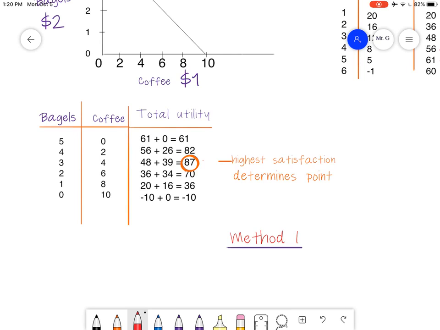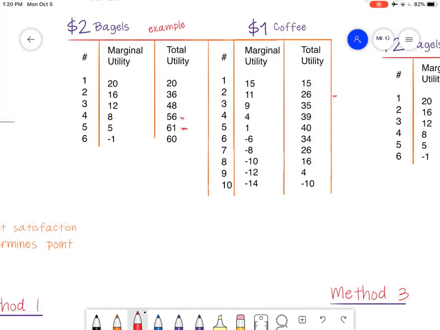So the first method: you take your opportunity set from your budget constraint. You determine the total amount of utility for each of the numbers. So total utility for 5 bagels is 61, and 0 coffees is 0. Total utility for 4 bagels is 56. Total utility for 2 coffees is 26. You add them together, 82. You keep going through and do that, and then you take the one with the highest number. So this one works. You just have to go through and figure everything out. If you want to solve it this way, you can, but we're going to be looking at another method.